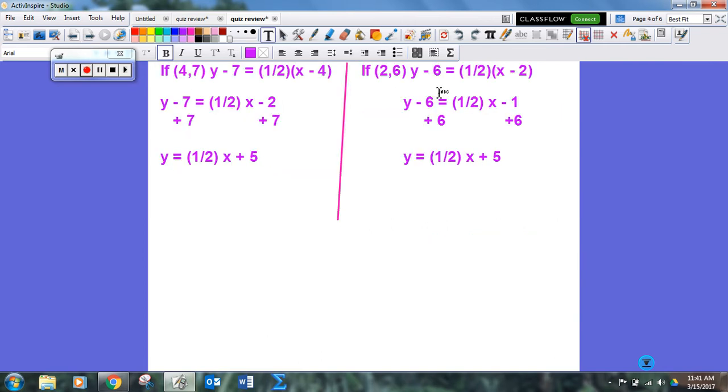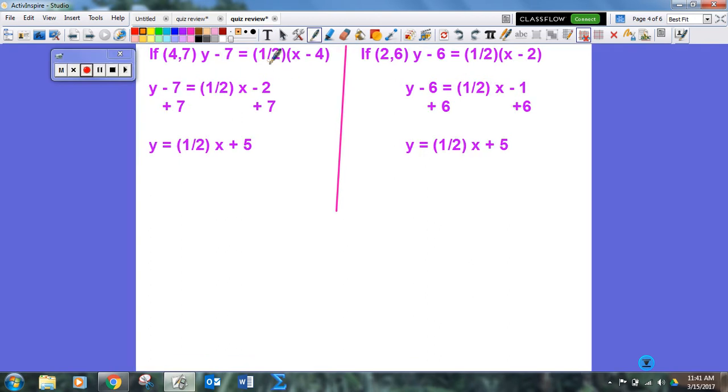So no matter which equation I start with, I start by distributing the 1/2, which gives me 1/2 x minus 2, or 1/2 x minus 1. I then add the 6 to both sides in this case, or add 7 to both sides in this case, and I get 1/2 x plus 5.